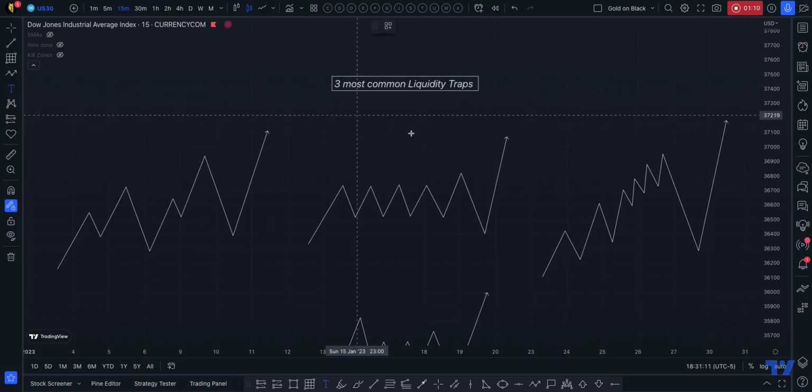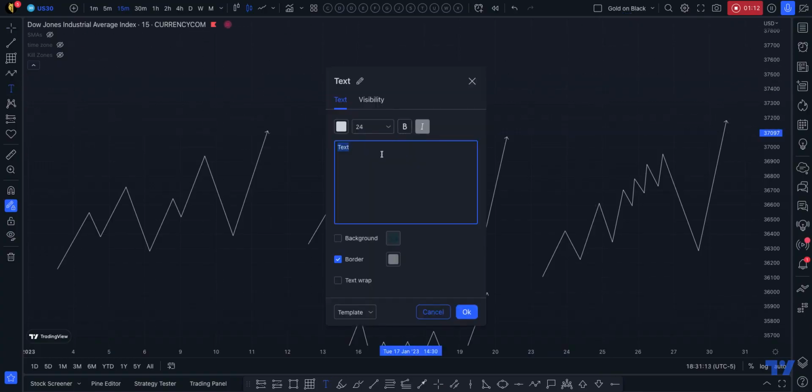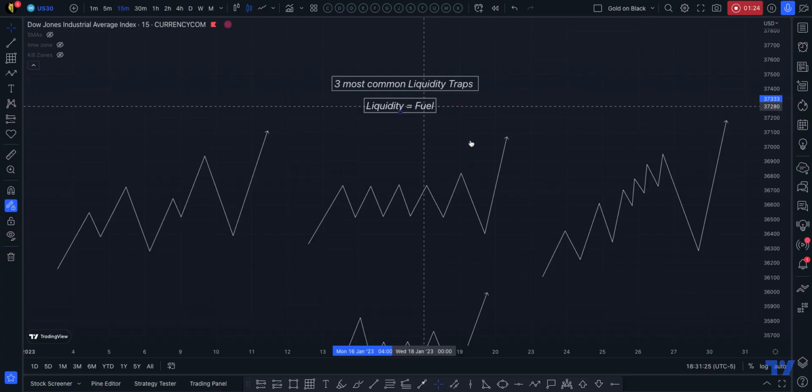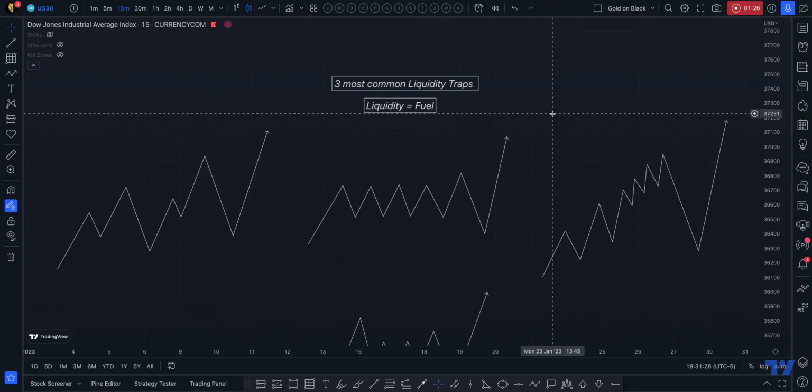I can actually just put this thing here. So liquidity equals fuel. I'm just going to put it here. I just didn't put it at the beginning, but I'm just going to put this as an example, right?